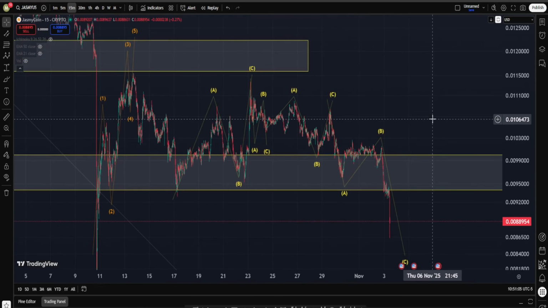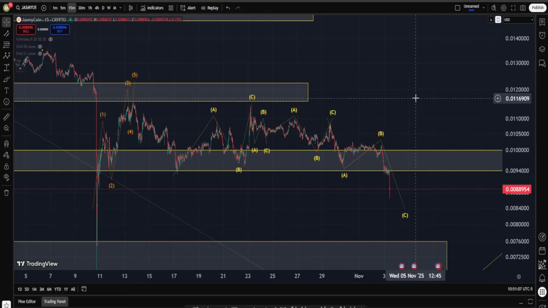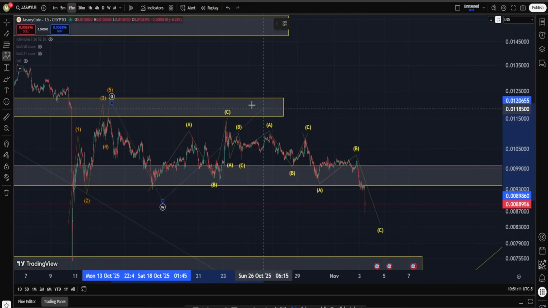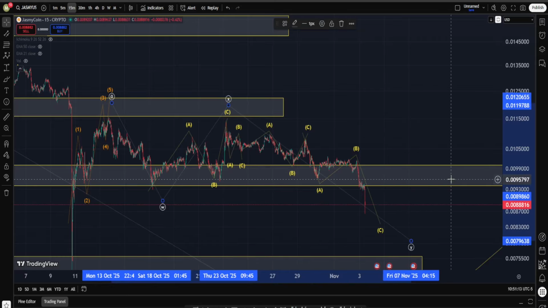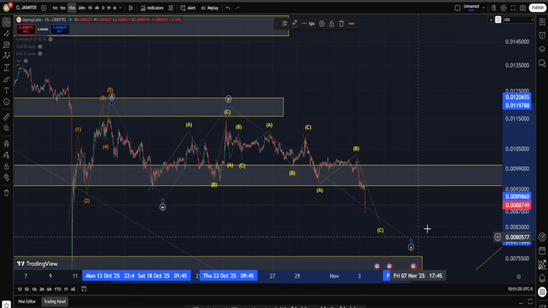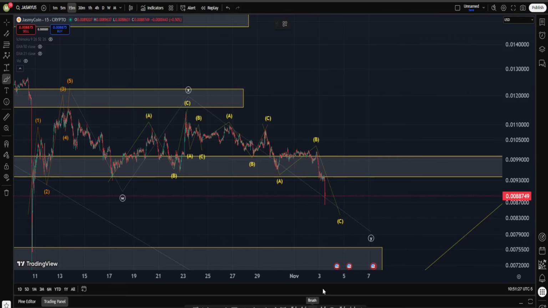So overall in Jasmy, I still like to be optimistic, and I do like to say most likely this is a WXY in form of a zigzag followed by a double zigzag. I know the structures in here are absolutely complicated, but trust me, this is the best that I can come up with. And based on this, our move down for the next couple of days can continue, but then we should probably have some sort of a bounce.